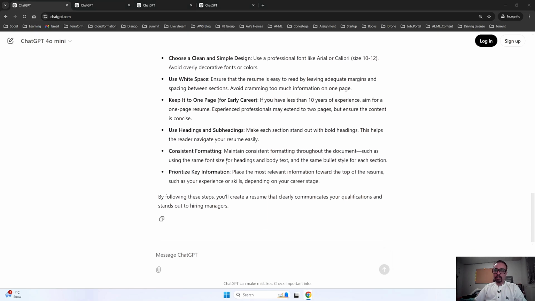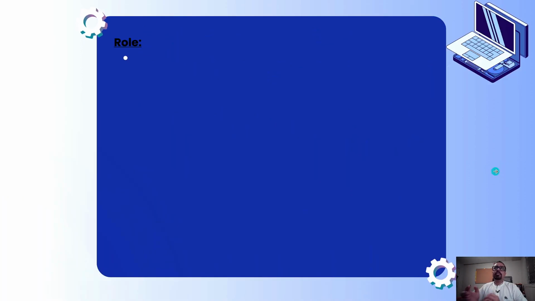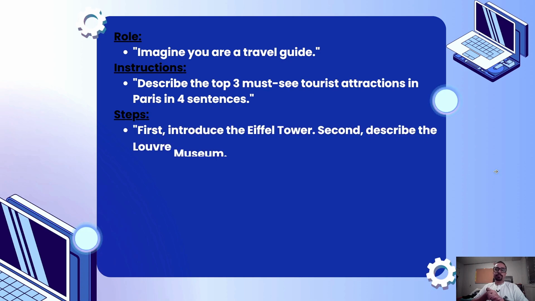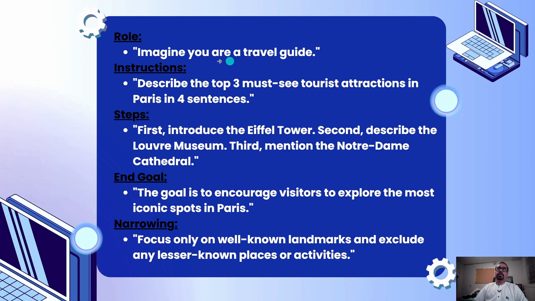So the first prompt is working as expected and to the point, guys. Now let's see another example of the RISEN framework where we are going to tell ChatGPT that he's a travel guide. Once he assumes he's a travel guide, he will describe the top three must-see tourist attractions in Paris in 4 sentences.